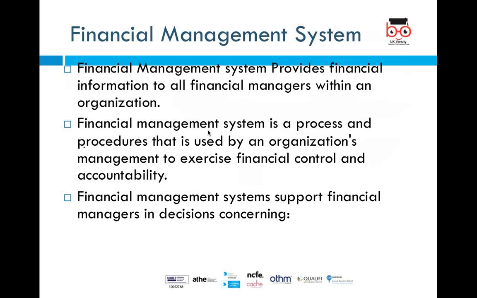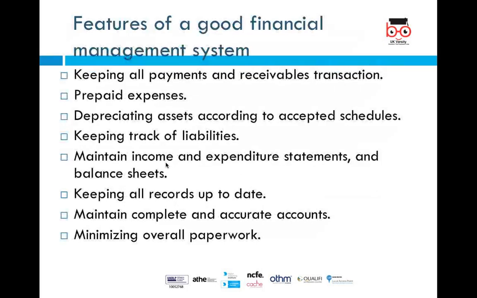And then a financial management system provides financial information to financial managers within an organization. This is a process and procedures used by an organization's management to exercise financial control and accountability. This system supports financial managers' different kinds of decisions based on all payments and receivables transactions. These are the key concerns: any prepaid expenses, depreciating assets according to acceptable schedules, all kinds of transactions, keeping track of liabilities, and maintaining income and expenditure statements.